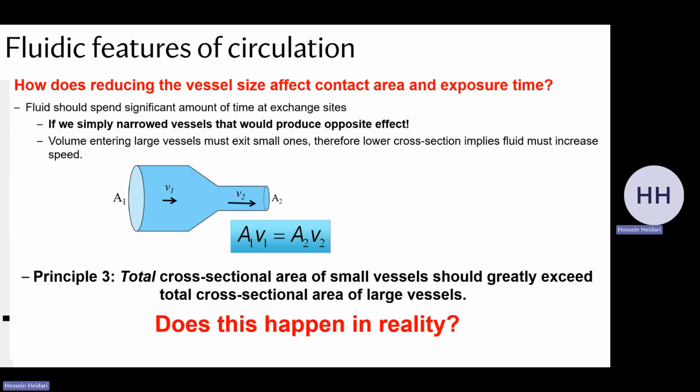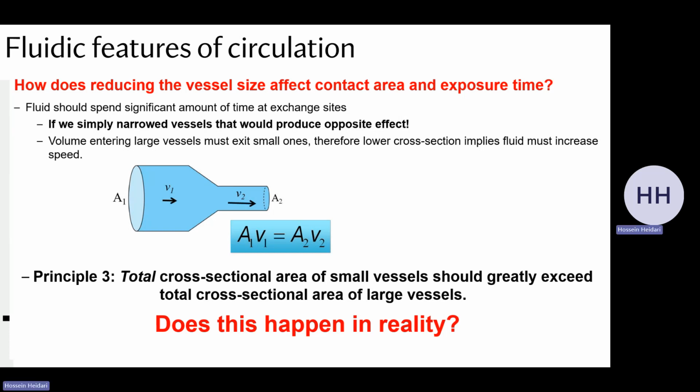So the third and most important question is, okay, we know that diffusion alone doesn't work. We need to have bulk flow. We need to have flow. We know that capillaries are not enough for the entire system, so we need to have that branching tree-like structure.